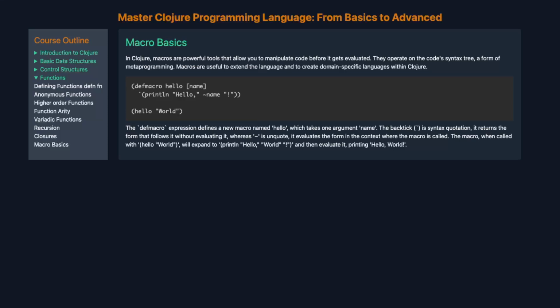The defmacro expression defines a new macro named hello, which takes one argument, name. The backtick is syntax quotation. It returns the form that follows it without evaluating it, whereas tilde is unquote. It evaluates the form in the context where the macro is called. The macro, when called with hello world, will expand to println hello world, and then evaluate it, printing hello world.